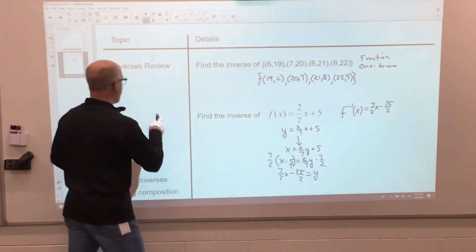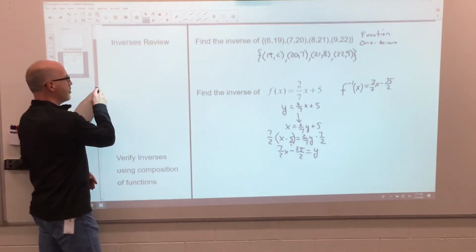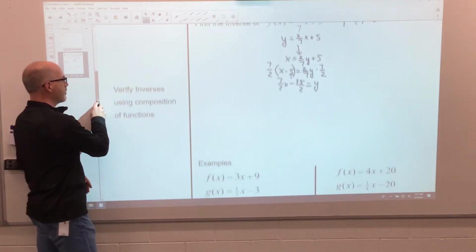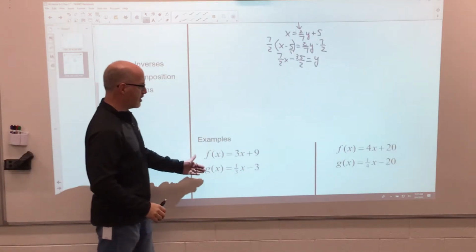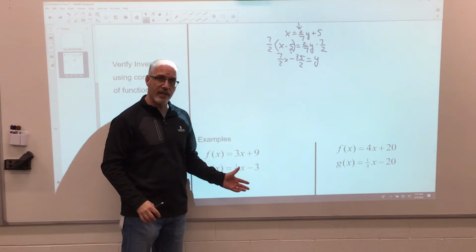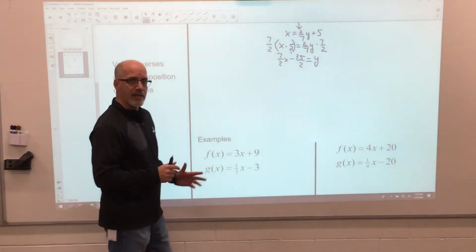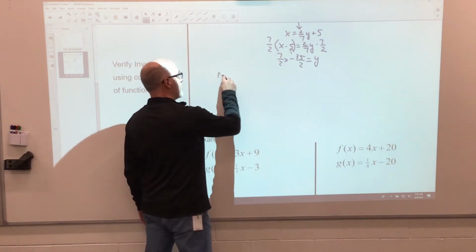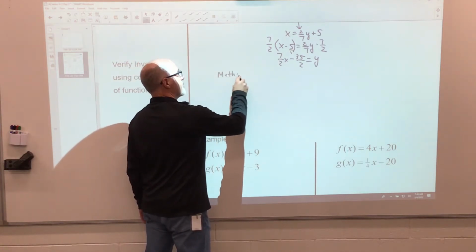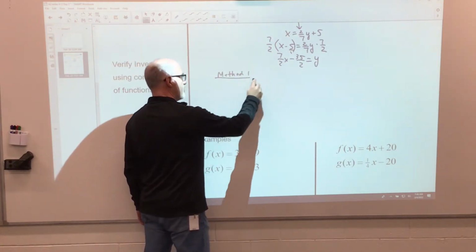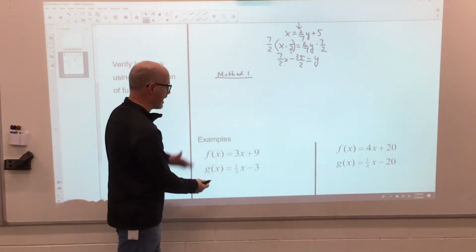Now, what if we've got two functions and we want to say, are these two inverses of each other? Well, there's two methods for doing that. So the first method, method 1, for verifying if these two functions are inverses, just looking at them.